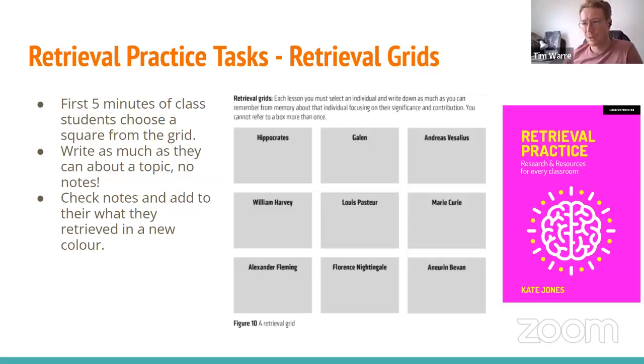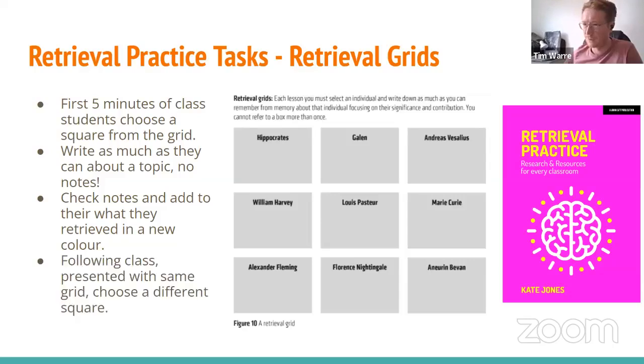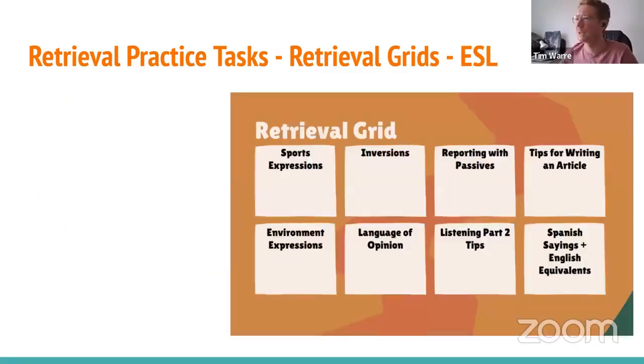Then they can check their notes and they can add to what they wrote, but in a new, different color. Then the following class, they are presented with exactly the same grid, with the same 9 people, but they choose a different square, okay? So then they choose someone else the next time and they write about them. So we can take this idea and use it for ESL.